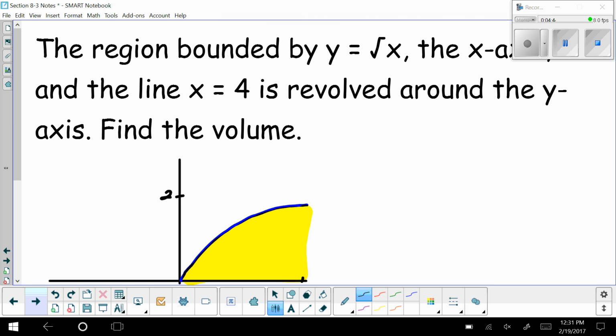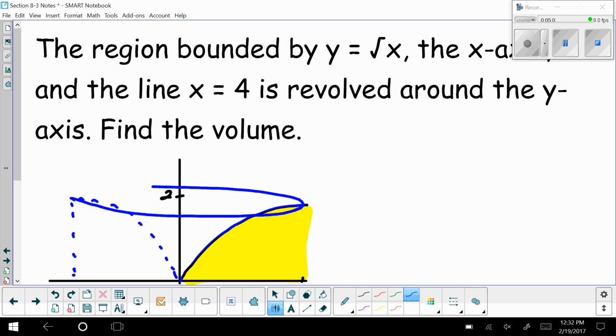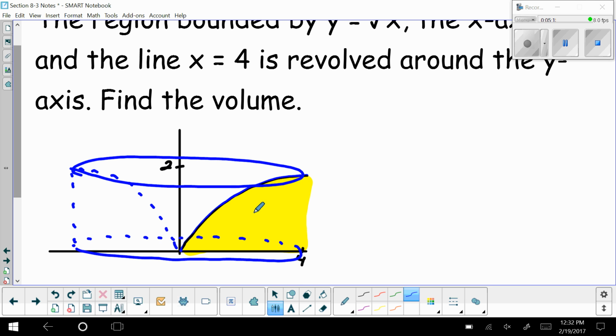So if we do an example here, let's say we have the region in the first quadrant that's bounded by y equals the square root of x, the x-axis, and x equals 4. So the shaded area, and we revolve it around the y-axis. I'm still going to go ahead and try to sketch what the shape looks like. If I reflect the square root over and then rotate it around the y-axis, I get kind of a bowl shape. It's going to be a weirdly shaped bowl. And what I'm finding is the volume of the bowl itself, not what would fill the bowl.